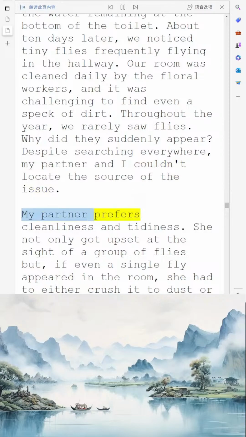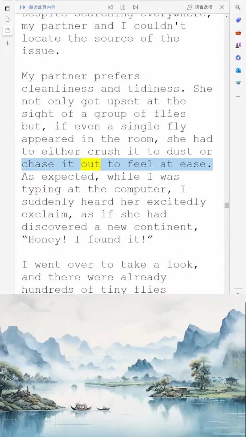My partner prefers cleanliness and tidiness. She not only got upset at the sight of a group of flies, but if even a single fly appeared in the room, she had to either crush it to dust or chase it out to feel at ease. As expected, while I was typing at the computer, I suddenly heard her excitedly exclaim, as if she had discovered a new continent, "Honey, I found it."